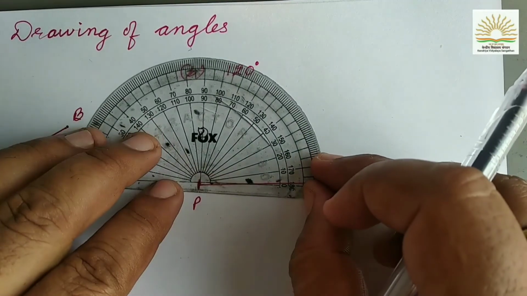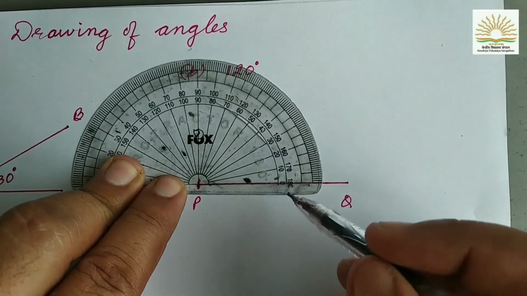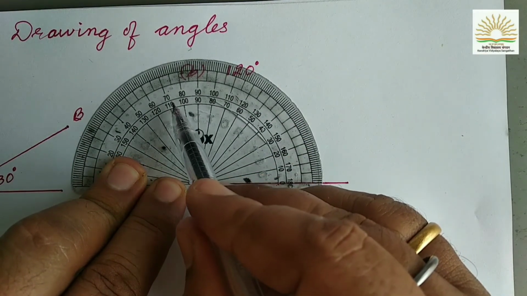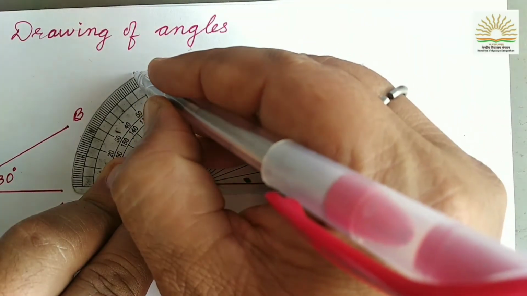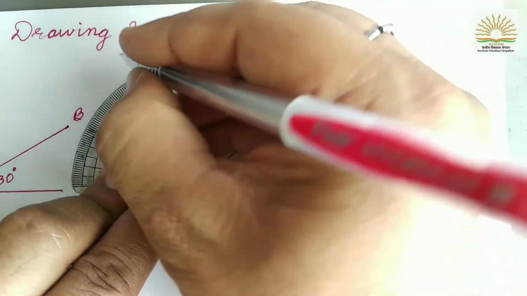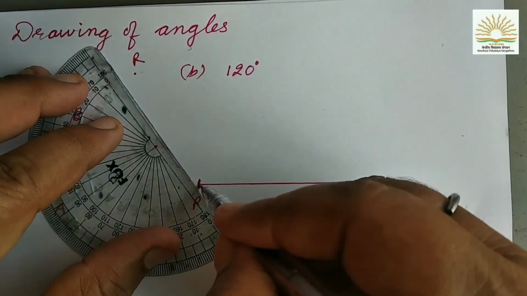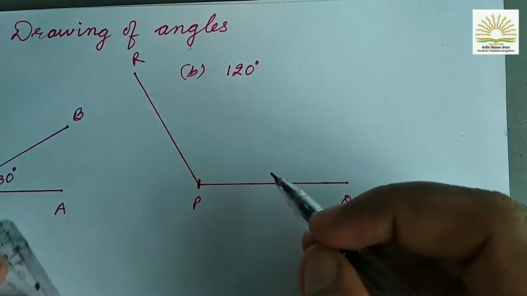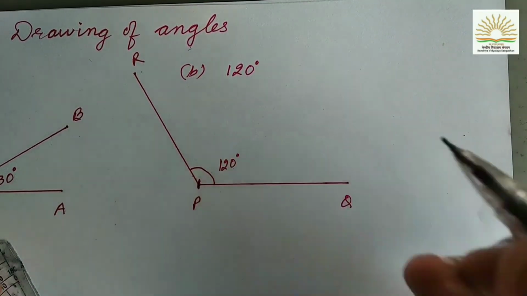Okay, now I am going to count it. 0, 10, 20 and so on, 90, 100, 110, 120. Here I have placed a dot and now I am going to name it R. Now I will join P and R, and this one is another angle of 120 degrees.